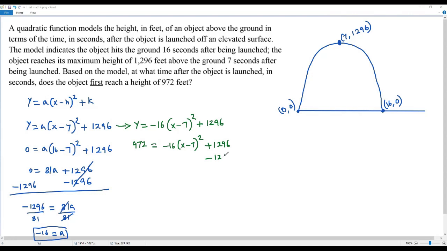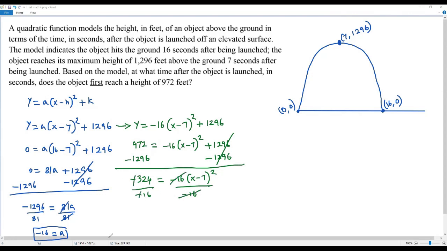Okay, now let me subtract 1296 from both sides of this equation. When I do so, this one will cancel out. When I simplify the left side, I'm getting negative 324 equals negative 16 times (x minus 7) the whole square. Let me divide both sides of this equation by negative 16. That negative 16 will cancel out, and the negative sign will cancel out. Okay, now let me divide 324 by 16. When I do so, I'm getting 20.25.